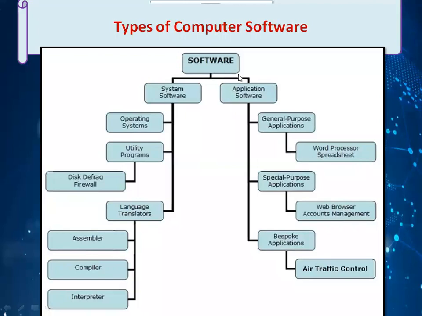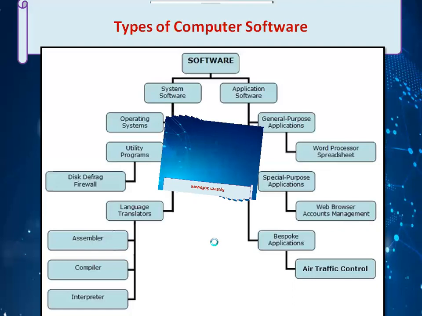Another type of software is application software. Application software has different types, like general purpose application software such as word processor and spreadsheet, and special purpose application software like web browser, accounting and management software. So there are different types of application software, and the two main categories of software are system software and application software. They are further classified into different types of software.